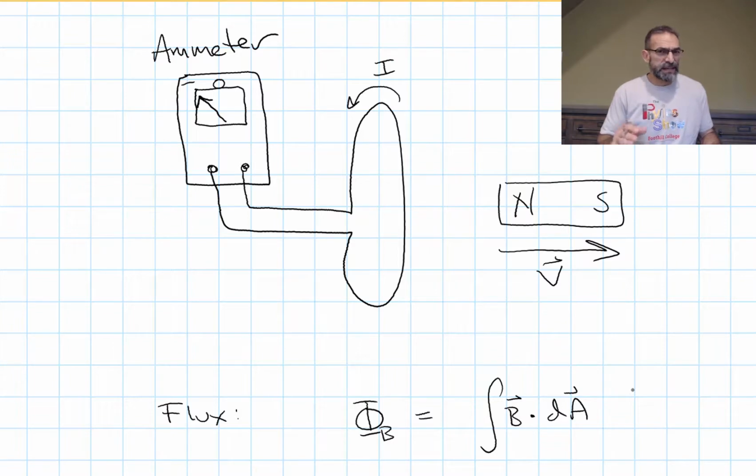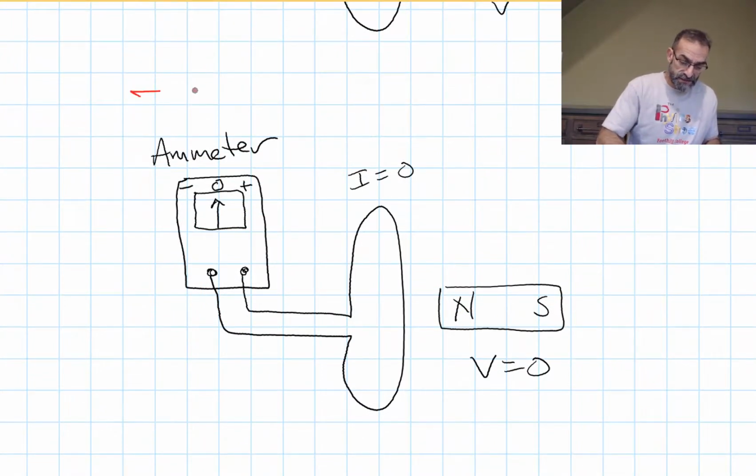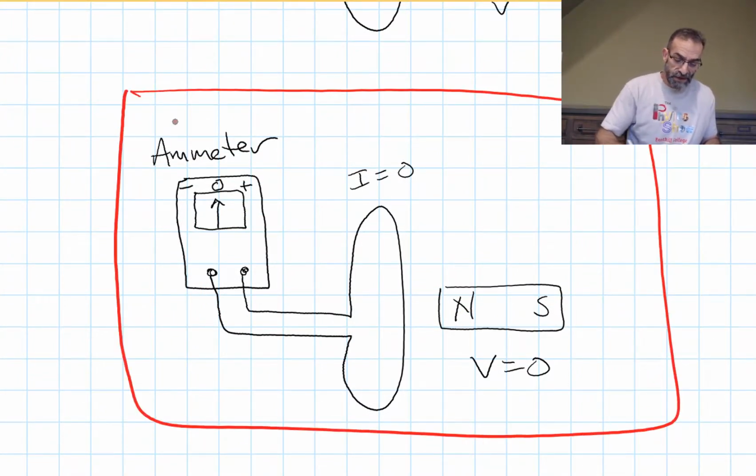But it doesn't just depend on the flux. Let's go back and look at these again. In this case, the flux was the greatest. The magnet was the closest to the loop of wire. It had the biggest flux, the magnetic field lines coming out of that magnet. Many of them were penetrating the loop of wire because it was very close to the loop of wire. Yet we got no current flowing in our loop.